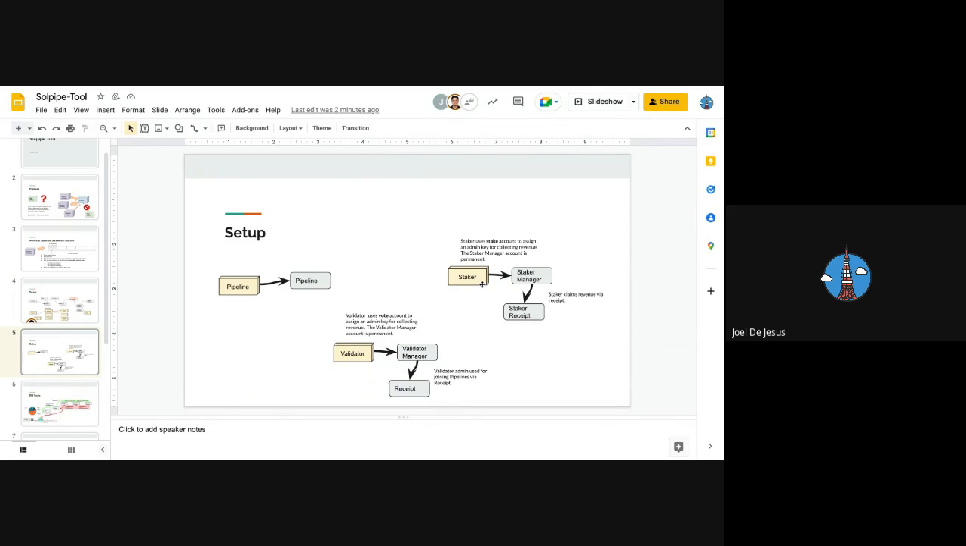Staker is not quite the same. Staker, through a separate process, delegates stake to a validator, which is parallel. But the staker manager needs to assign an admin key to their stake so that the person with 30 Sol or whatever stake can claim the revenue from the pipeline.